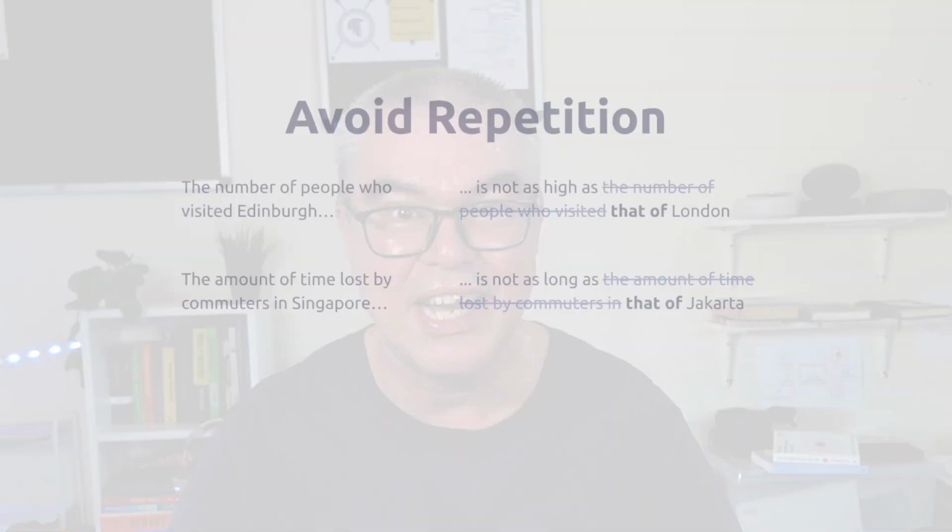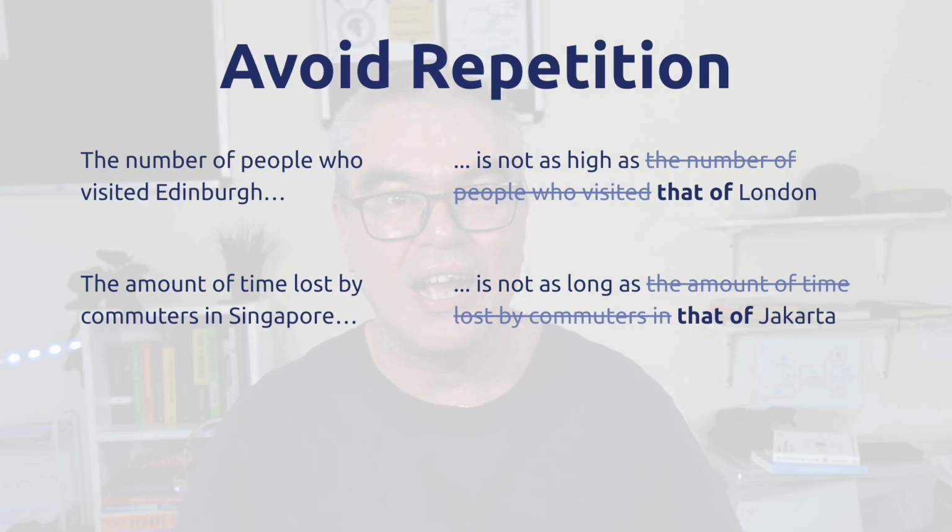I'll just do the second example as well because there's lots of repetition in there. The amount of time spent in traffic by commuters in Singapore is not as long as that of Jakarta. And that's really all you need to know about this particular structure.